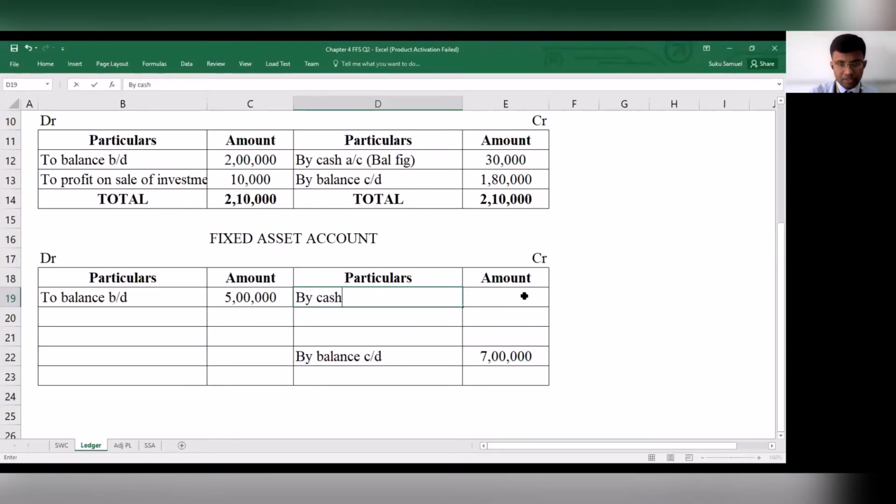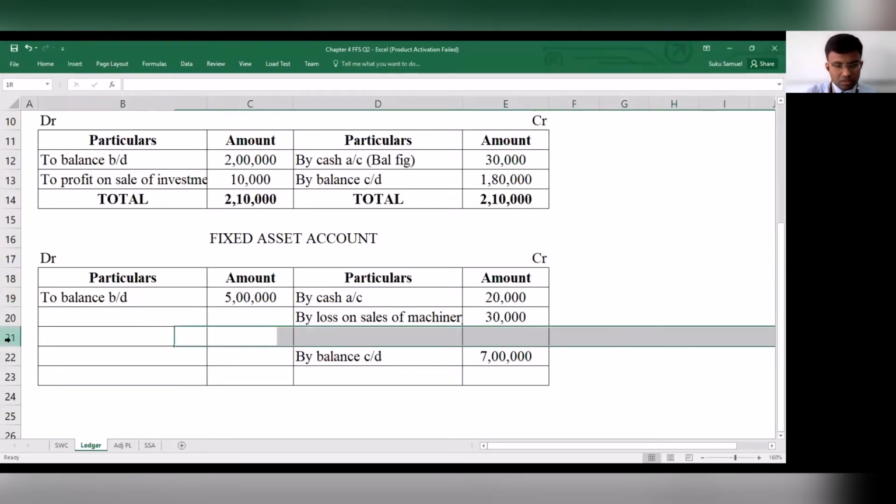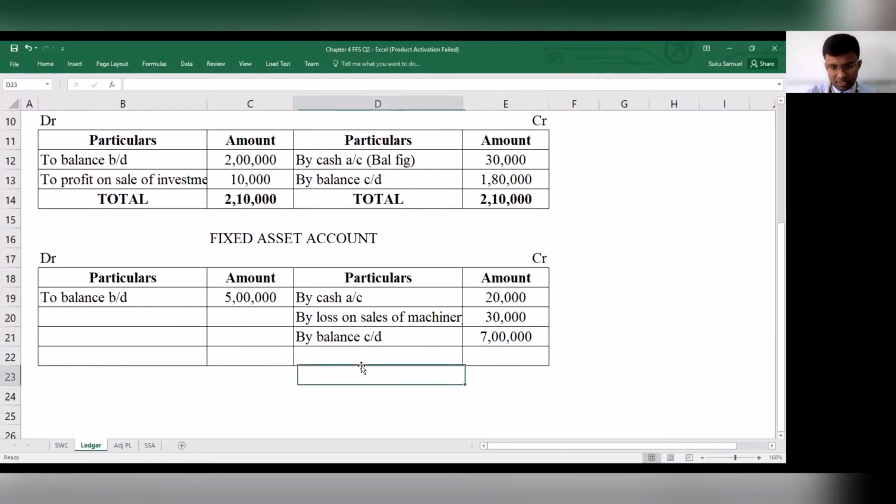By cash account, when you made a sale, some amount of machinery has gone out, and that works out to be 30,000. Then next, you have to transfer the loss. So by loss on sale of machinery, this is 20,000. So this we have considered.